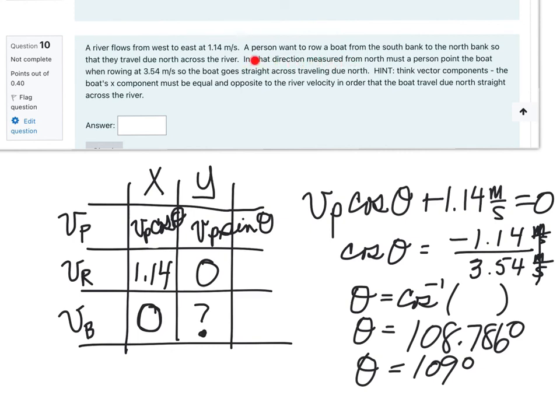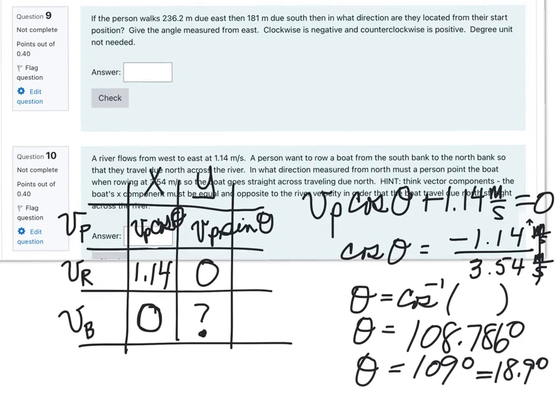Easy to make this mistake. It says, in what direction measured from north must the person point the boat? So measured from north, we have to subtract 90 degrees from this. When we subtract 90 from this, what do we end up getting? You do want to subtract the 90, because you're going to round and you're going to get 18.9 degrees. That's what I got, 18.9 degrees to 3 significant figures. So that's to the west of north, right? Okay.